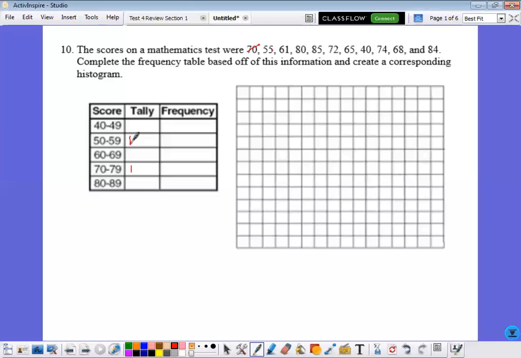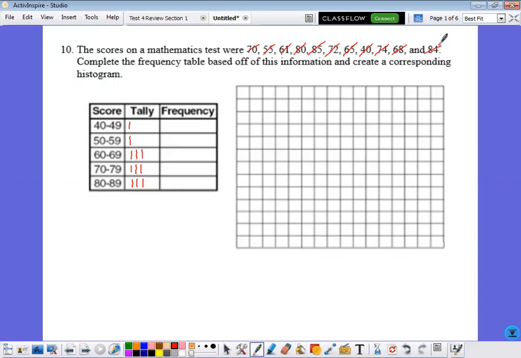55, 61, 80, 85, 72, 65, 40, 74, 68, and 84. So we got those tallied.